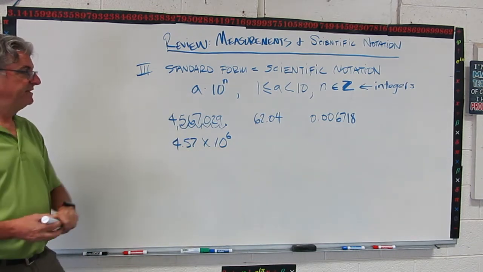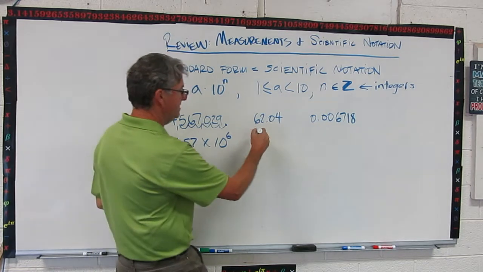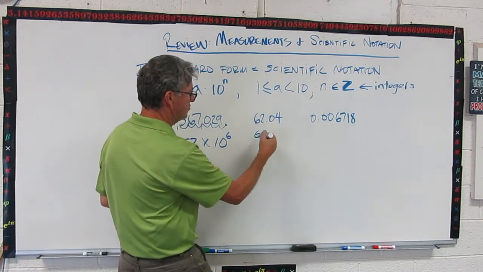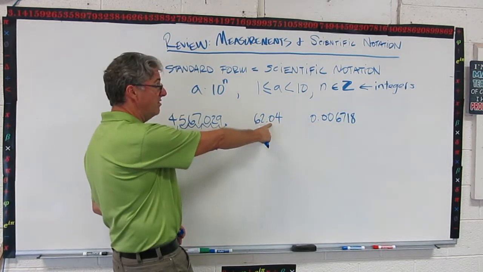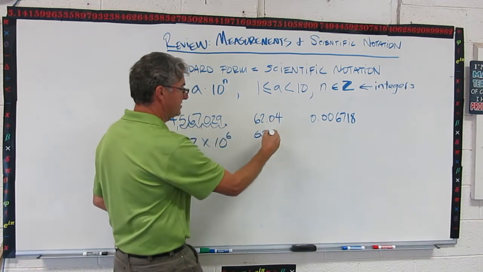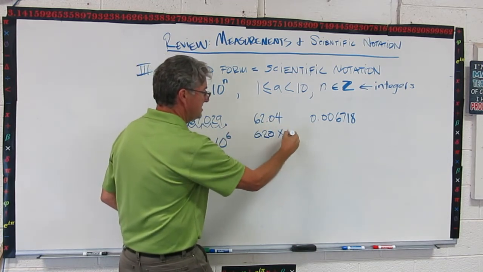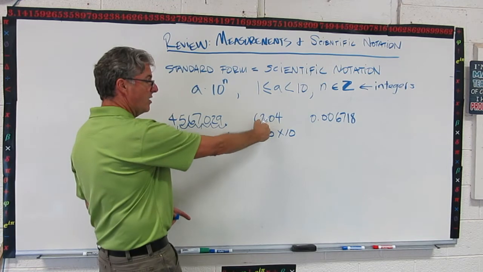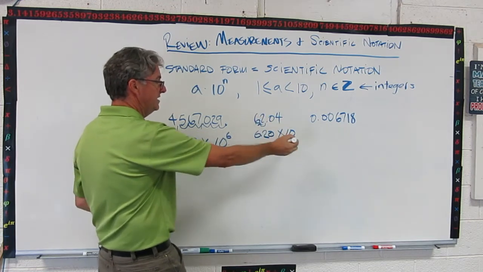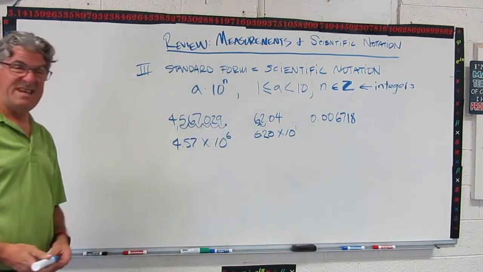Okay? Now this one, let's do the same thing. 6.2, my third digit is a 0, and that 4 is not going to round it up, so that's going to be 6.20 times 10 to the, now I'm only going 1 decimal place to the left, so that's 10 to the 1, or 10.